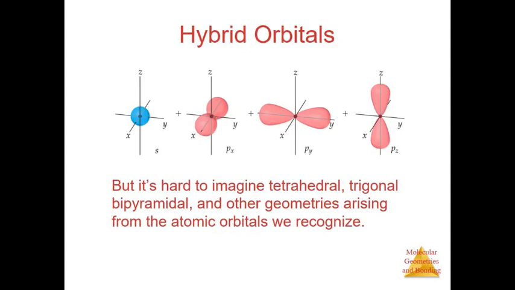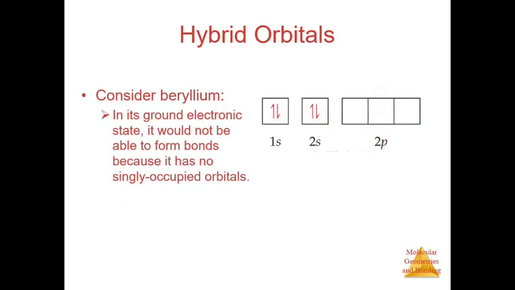Now into our hybridizations. It says it's hard to imagine tetrahedral, trigonal bipyramidal, and other geometries arising from atomic orbitals that we recognize. But it wants you to consider beryllium, for instance. I'm looking at my periodic table. Beryllium has 4 electrons. So in its ground electronic state, it would not be able to form bonds because it has no singly occupied orbitals. So 1s and 2s are completely filled up. The 2p orbitals are over there, but they're vacant. So again, beryllium has atomic number 4.